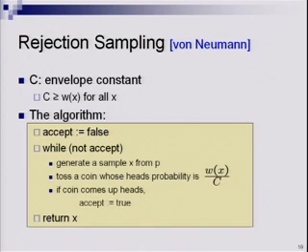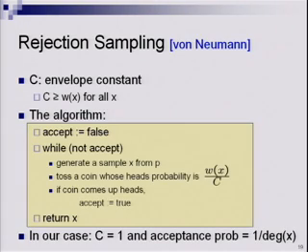How do you determine whether to accept a sample or not? That's easy. You just toss a coin. It's not a fair coin, it's not half-half, but rather it has different probabilities for tails and heads. The probability for heads is the bias weight over the envelope constant C. Remember, we know how to compute the bias weight. Note that the envelope constant guarantees that this is a proper probability, a value between 0 and 1. And now if the coin comes up heads, we just accept the sample. As I said, in our case, C equals 1, and the acceptance probability is just 1 over the degree.